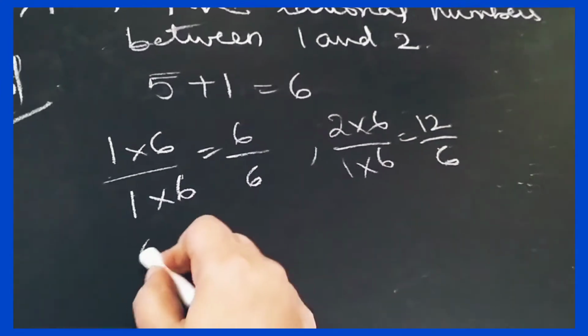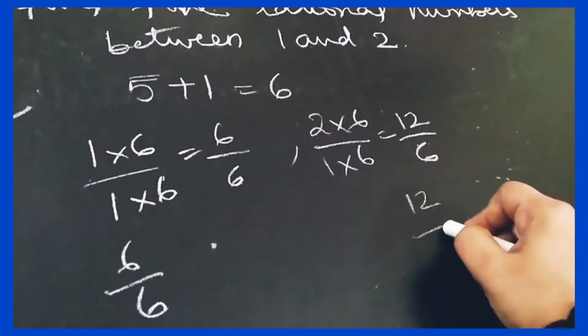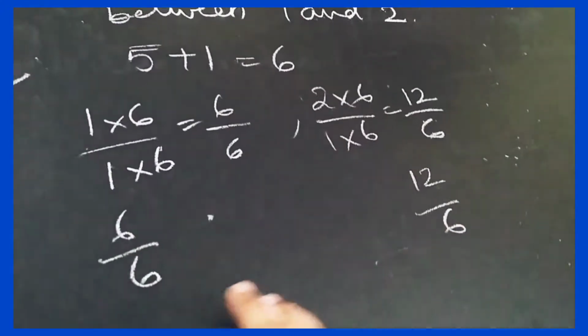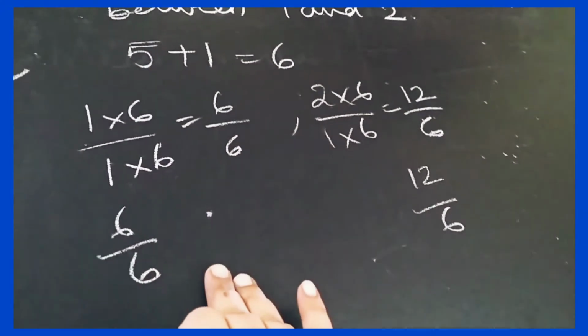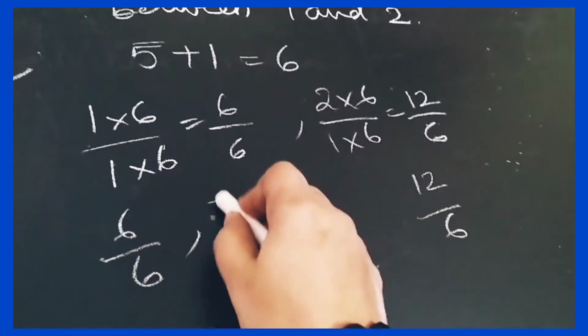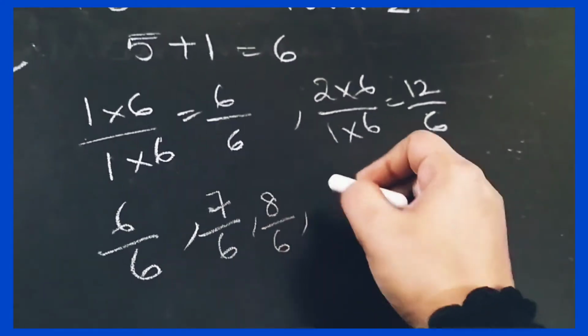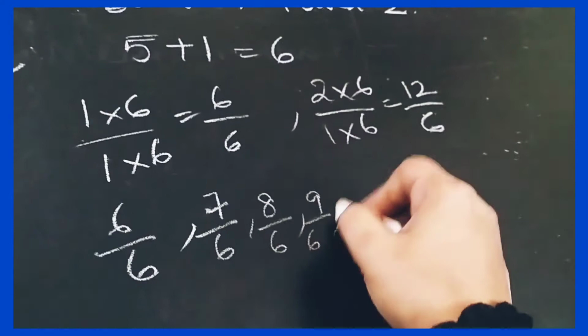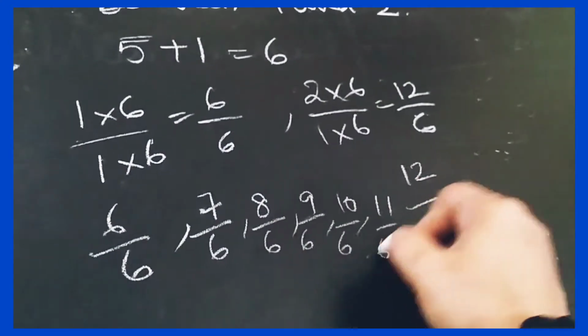So the answer is 6 by 6 and 12 by 6. Okay, so you have to write the rational numbers between these. Here the denominator you have to keep like this only, numerator you have to change. So after 6 I am writing 7 by 6, again 8 by 6, 9 by 6, 10 by 6, 11 by 6.